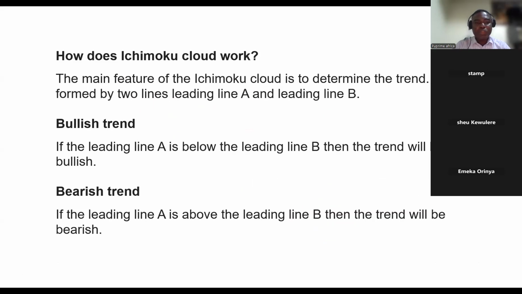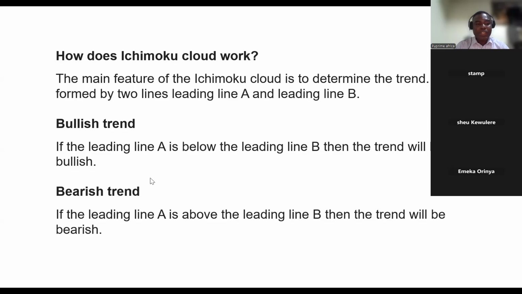So how does the Ichimoku cloud work? The main feature of the Ichimoku cloud is to determine the trend. Cloud is formed by two lines, the leading line A and the leading line B. Bullish trend: if the leading line A is below the leading line B, the trend will be bullish. We're going to check that out. Bearish trend: if the leading line A is above the leading line B, then the trend will be bearish.